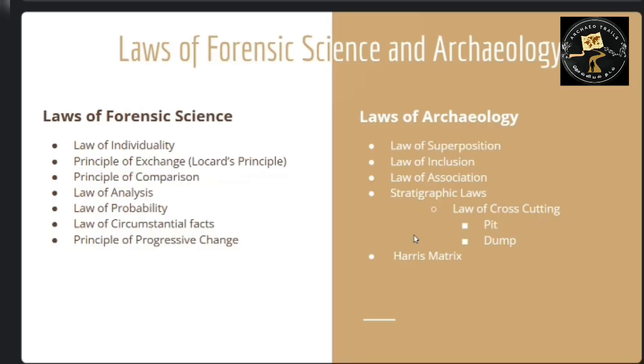Next is the principle of comparison. We get some DNA sample, like blood, from the site, which we analyze and compare to know whose blood it is. We get a fingerprint, which we compare with the database to know who that person is. So this is called the principle of comparison. Coming to the laws of archaeology, we'll be dealing with law of superposition, law of inclusion, law of association, stratigraphic laws, and so on. Everything in this plays a major role in forensic archaeology. I'll explain these laws.